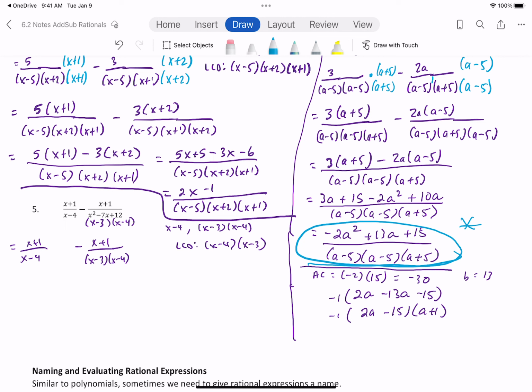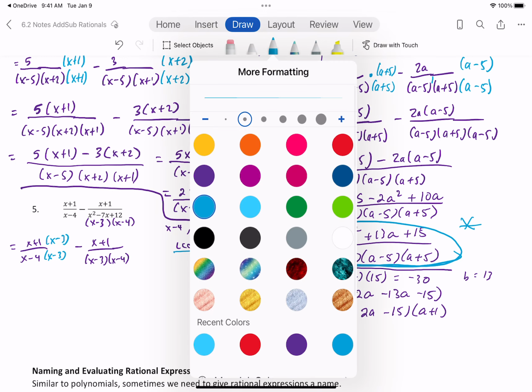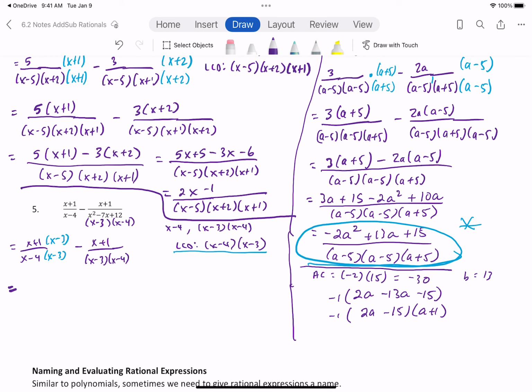So for the first fraction, we want x minus 4, x minus 3, and I only have the x minus 4. So we need the x minus 3. For the second fraction, I need x minus 4, x minus 3, and that's what I have. So we do not need to multiply that one by anything. So for the first one, we get x plus 1, x minus 3 over the common denominator. The second one stays the same.